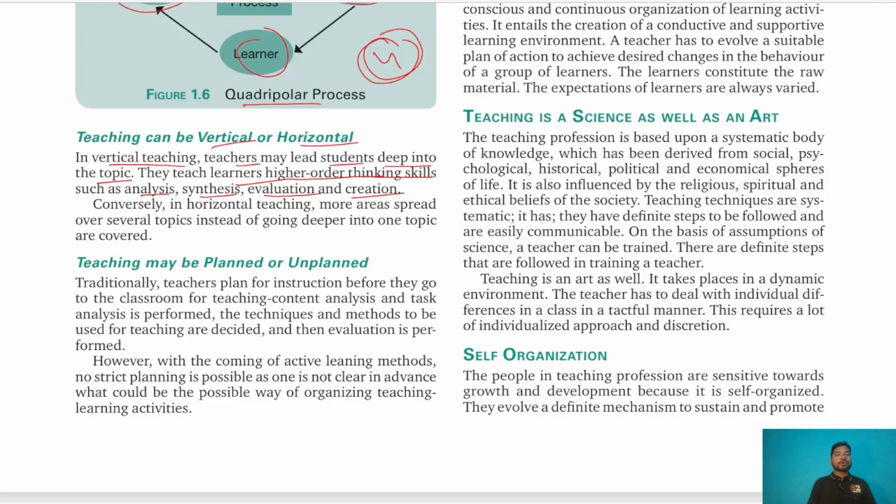And what will be your horizontal process? In the horizontal process, more area is spread over several topics instead of going deeper into one topic. So that means the teacher doesn't give only one topic. The teacher has to give more topics; various topics are to be covered in the horizontal process, right? And you can see that teaching may be planned or unplanned.